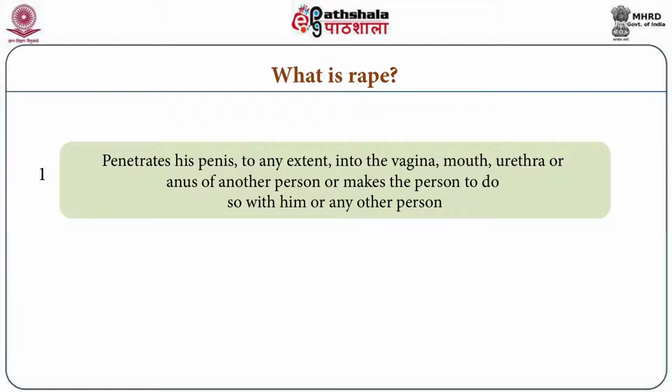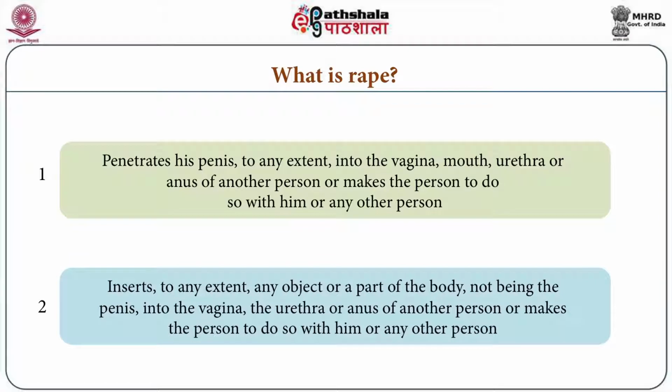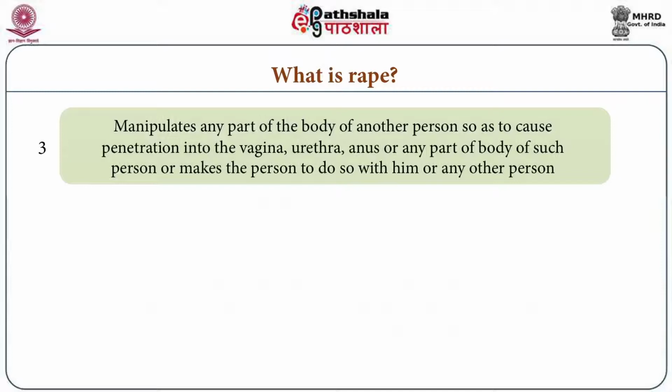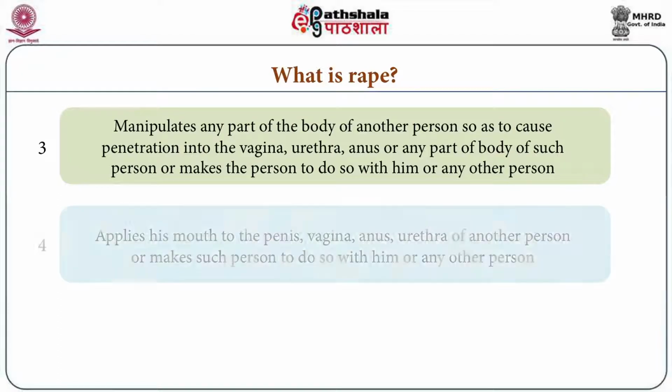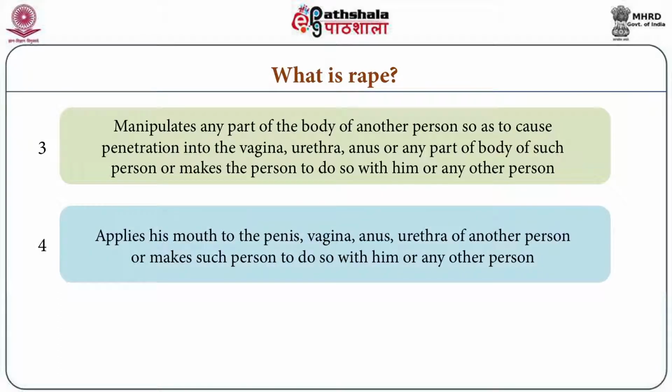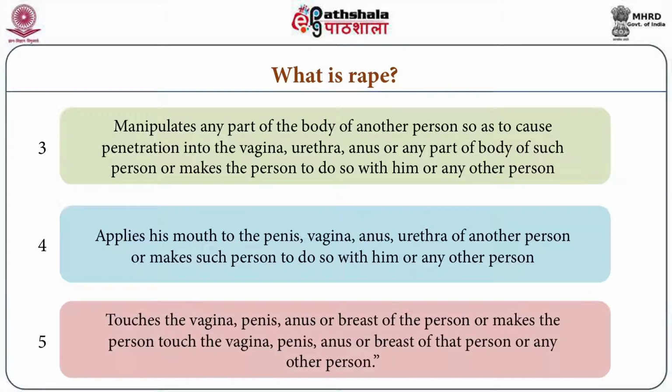So it goes on. Rape would have occurred if the person inserts to any extent any object or part of the body, not being the penis, into the vagina and so on and so forth, or makes somebody else do it. The third clause states that rape could have occurred if the person manipulates any part of the body of another person so as to cause penetration into the vagina and so on. The fourth clause, if the person applies his mouth to the penis, vagina, anus, urethra of another person or makes another person do that. The last clause, if the person touches the vagina, penis, anus, or breast of the person or makes the other person do that.